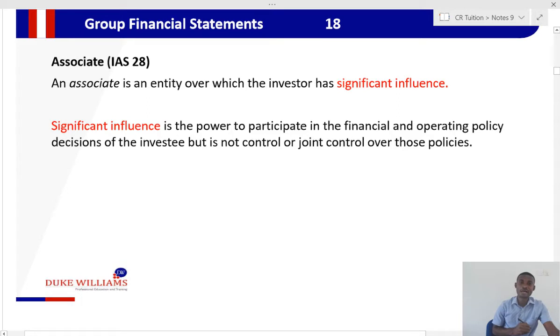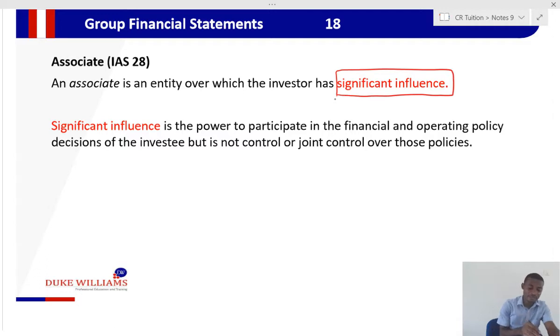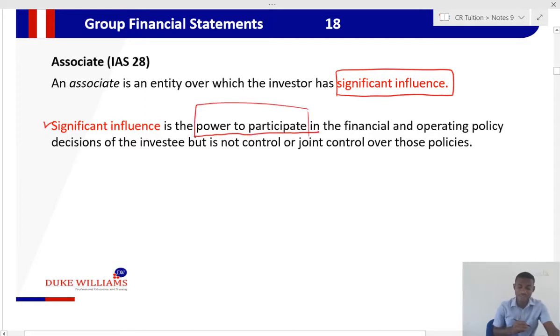For an associate relationship, we say that the investor has significant influence. And what does significant influence mean? Significant influence means that the investor has the power to participate in the financial and operating policies of the investee, but it's not control or joint control over those policies.